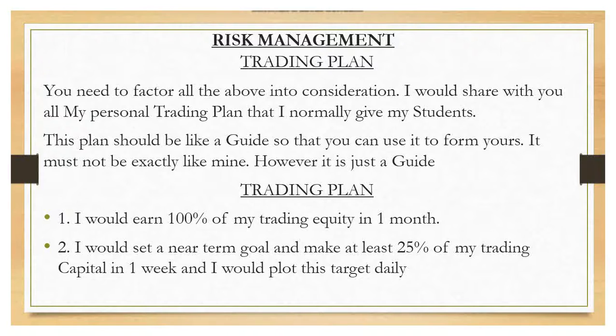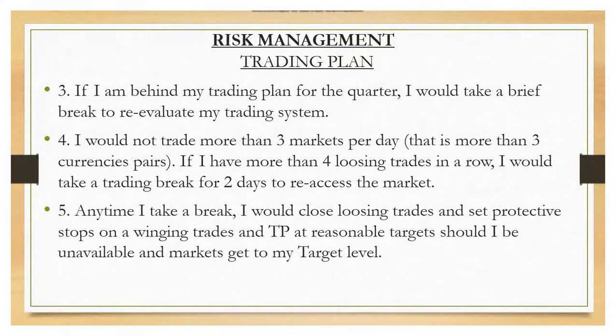Trading plan. Number 1: I would earn 100% of my trading equity in 1 month. Number 2: I would set a near-term goal and make at least 25% of my trading capital in 1 week, and I would plot this target daily. Number 3: If I am behind my trading plan for the quarter, I will take a brief break to re-evaluate my trading system. Number 4: I would not trade more than 3 markets per day, that is, more than 3 currency pairs.